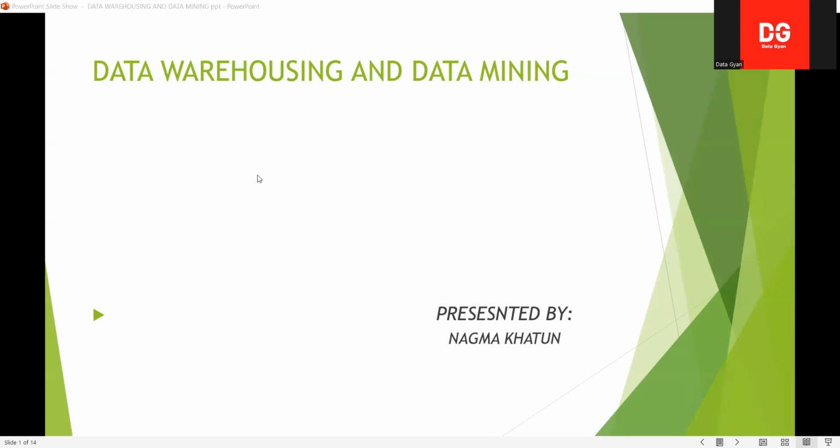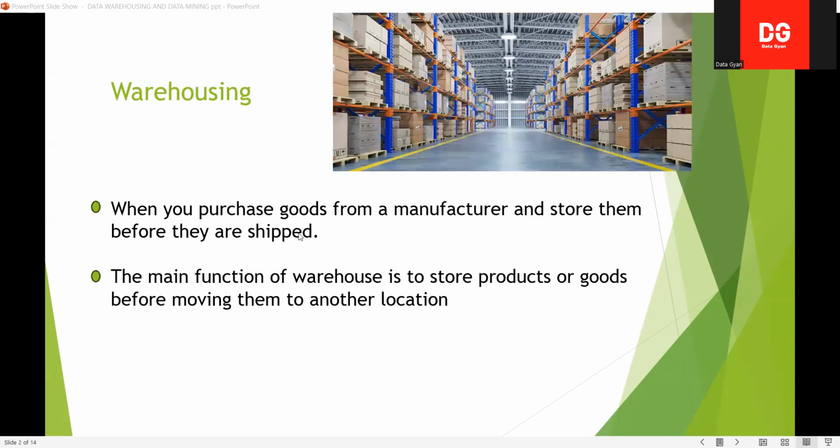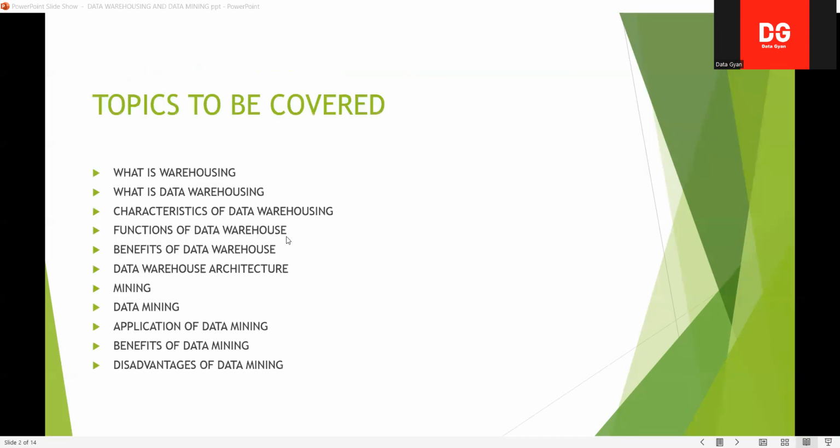Here I'm just presenting the basic definition of data warehousing and data mining. So what is the difference between them? First, the topics to be covered here.